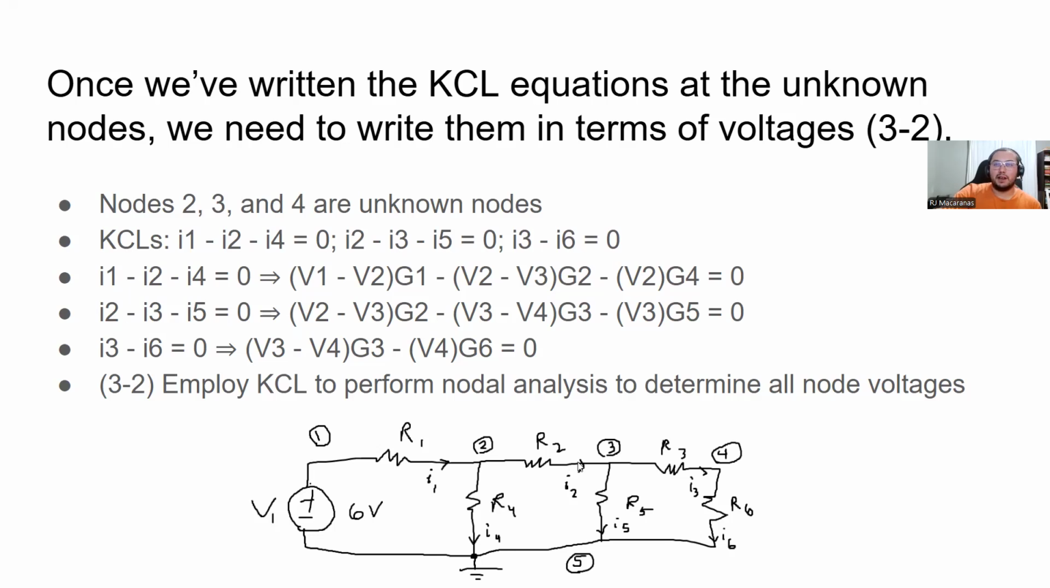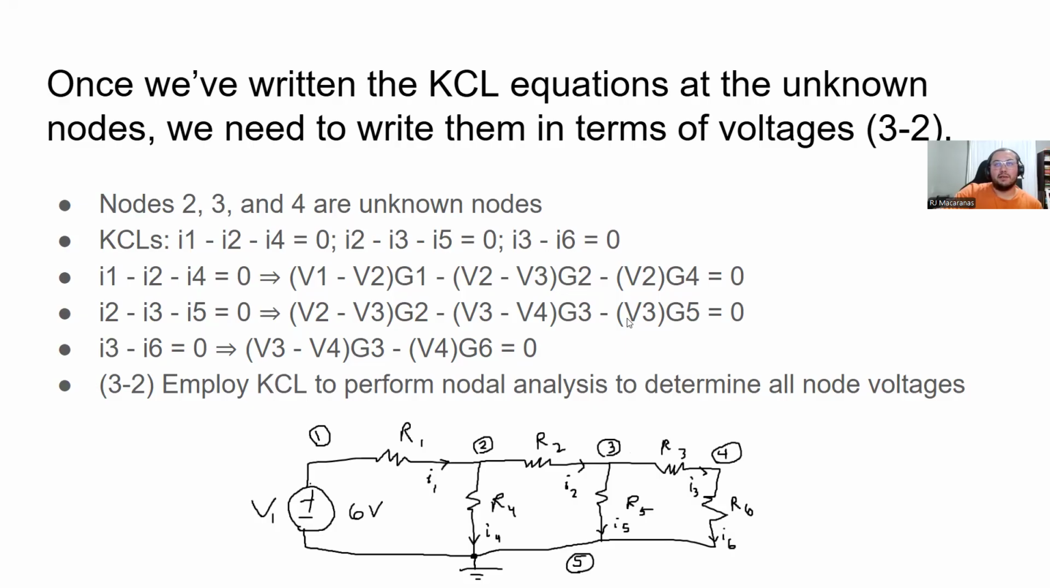If I look at I2, it's going from node 2 to node 3, so that's V2 minus V3. And I'm going through R2, so I'm just going to multiply this by the conductance G2. Then I'm subtracting out I3. I3 is going from node 3 to node 4, that's V3 minus V4, and it's going through R3, so I multiply by the conductance G3. And lastly, I5 is going out, so I5 is going from node 3 to node 5.